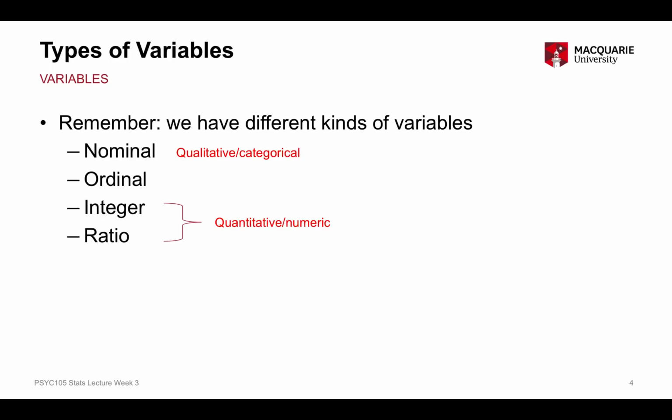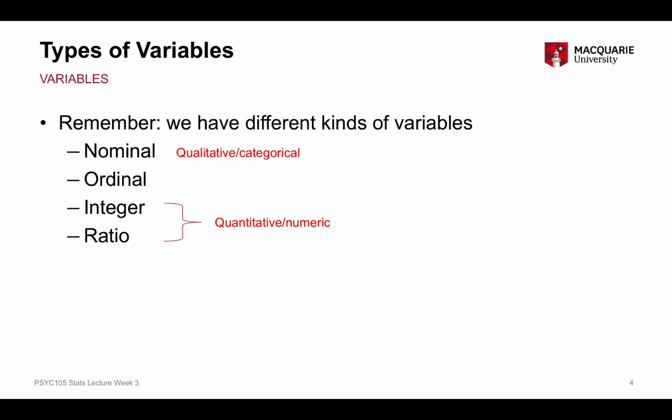I also talked to you about 4 more specific types of variables, and those were nominal, ordinal, integer, and ratio variables. Nominal variables are your qualitative variables, your categorical variables. Integer and ratio variables are both quantitative, numeric variables, and ordinal variables are special because they can be either qualitative categorical or they can be quantitative numeric.